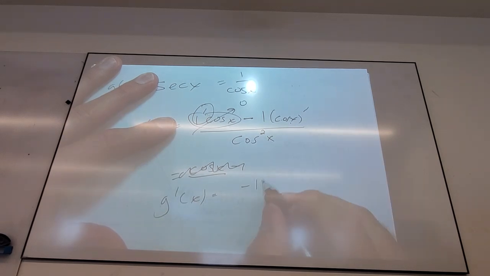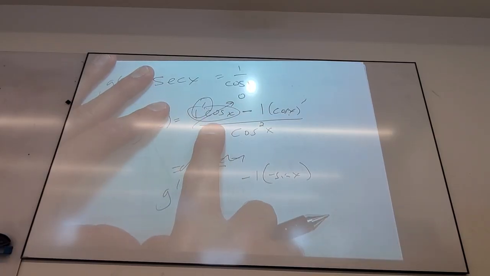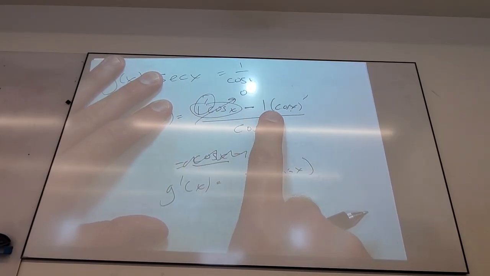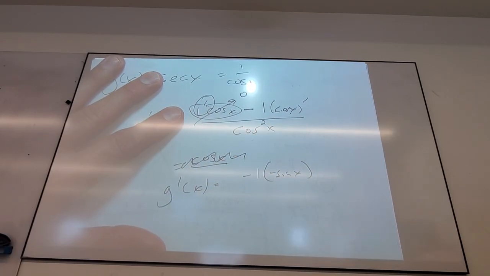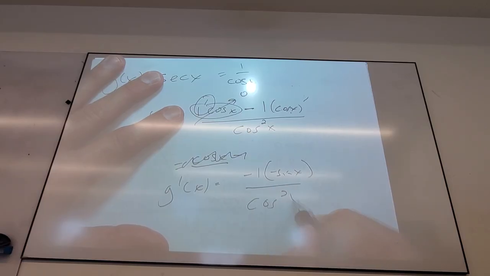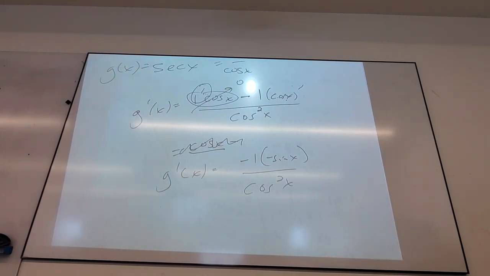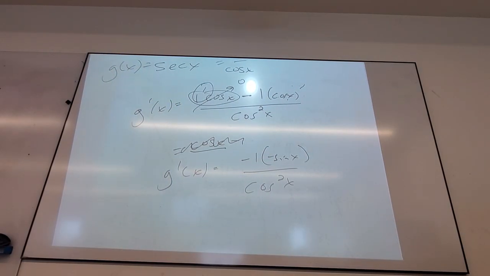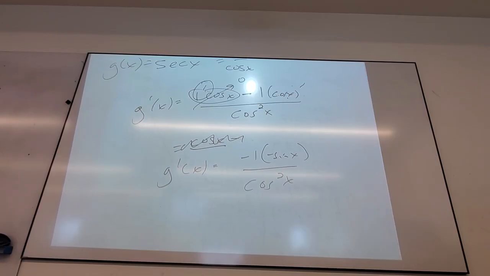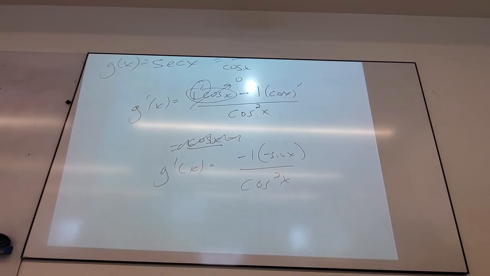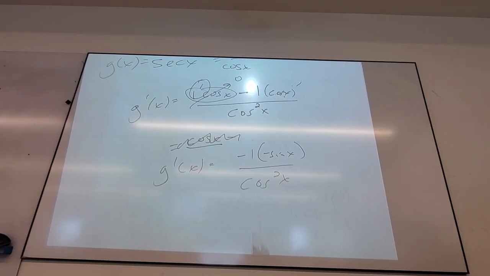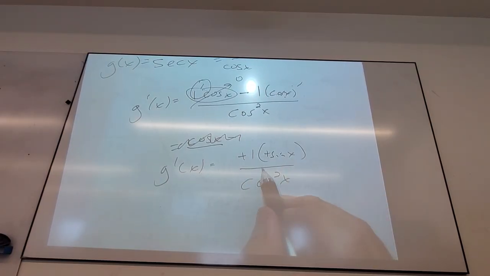What's the derivative of cosine? Negative sine. Is everybody with me? So that's 0 minus 1 times negative sine over cosine squared. How are y'all doing? You're so excited, I can tell. We love this. Not that terrible, right? Negative times negative, you never believe it, it's positive.